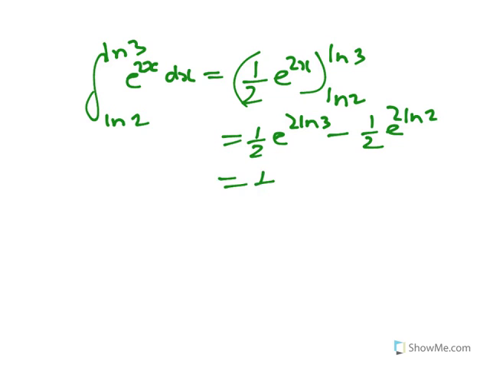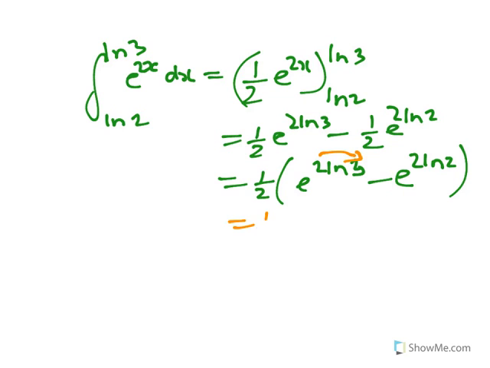Now you can just chuck all that in your calculator, but I just want to show you how to do that without the calculator. If you pull that 2 up there, then you get a half times e to the ln 3 squared minus e to the ln 2 squared, which is a half.